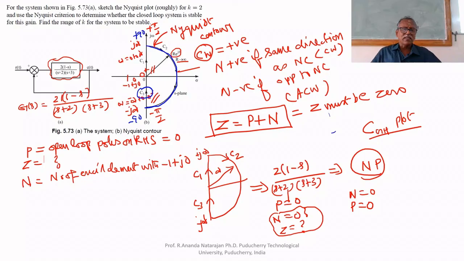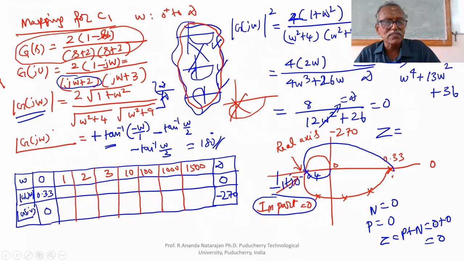No encirclement, because it intersects before minus 1, at minus 0.4. That's why it is not encircling minus 1, N equal to 0. Therefore, Z equal to N plus P, that is equal to 0 plus 0 equal to 0. Therefore, the given system is stable.